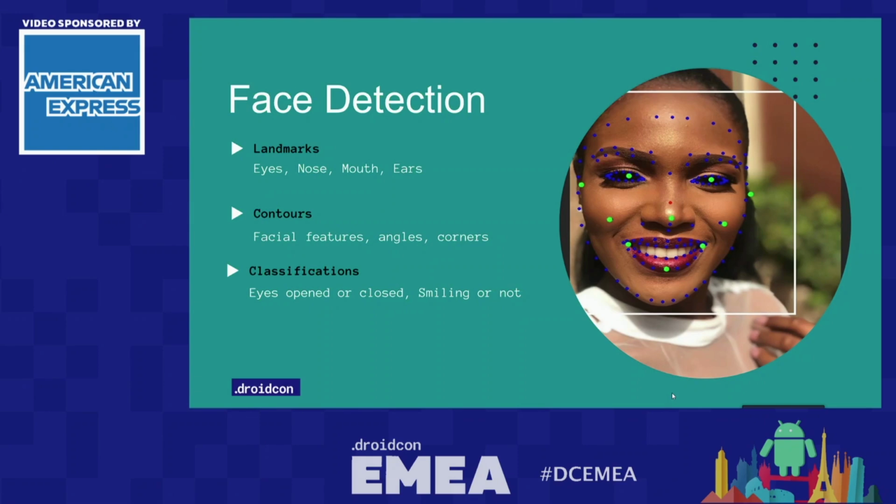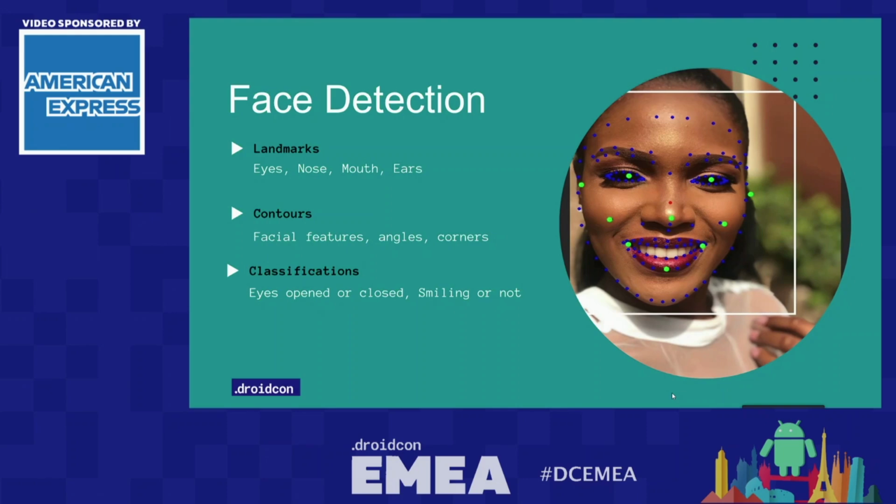A use case for this would be an Instagram filter or Snapchat filter or whatever you want to do with that information. So the blue dots are the contours, basically the angles of the face. And for the landmarks, I have them in green dots: the eyes, the nose, the mouth, and the ears. So it lets you know the positions of all these parts of the face.